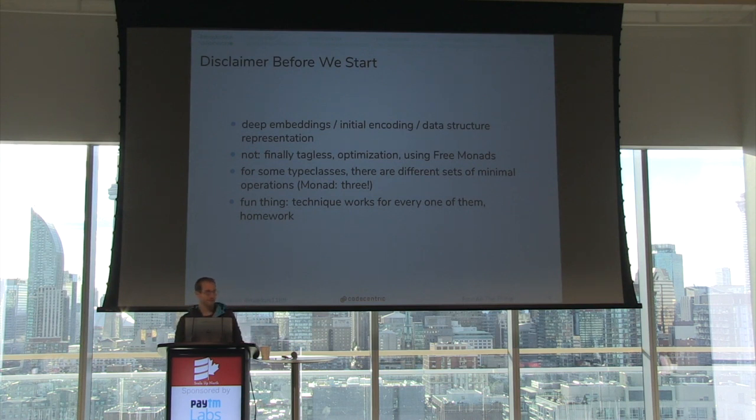Something interesting is that for some type classes there are multiple different sets of minimal definitions. For example, for a monad there are actually three. So you can not only have flatMap and pure, you can also have map, join, and pure. Join and flatten are the same thing, but there are different ways to have minimal definitions of a monad. And you can apply this technique to all three of them, and you will get different free structures that have different characteristics.